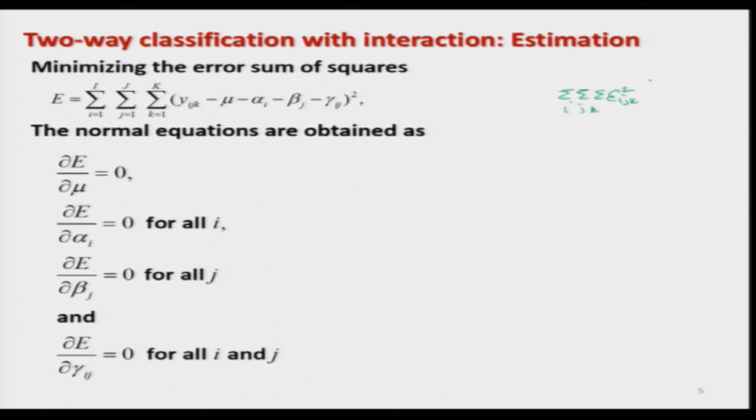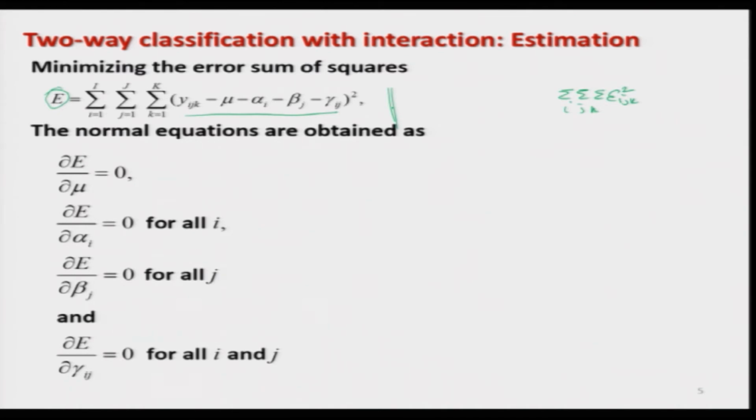And this is being indicated by here E, and if you try to replace here epsilon ijk by y ijk minus mu minus alpha i minus beta j minus gamma ij, this gives you the sum of squares, and you have to simply differentiate it with respect to the parameters mu, alpha i, beta j and gamma ij, put it equal to 0 and then solve it.